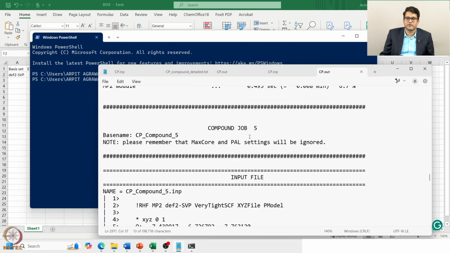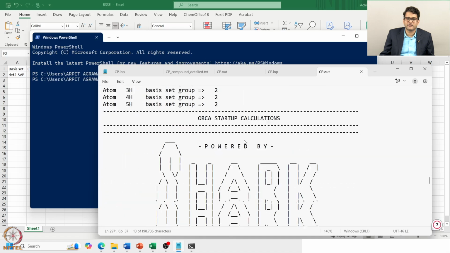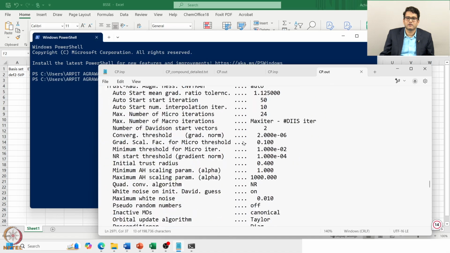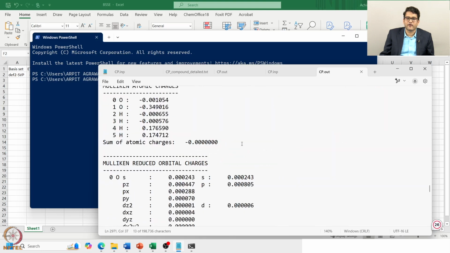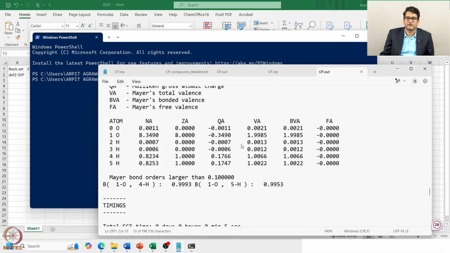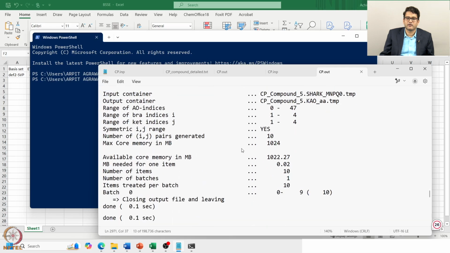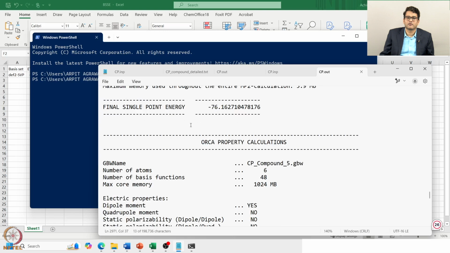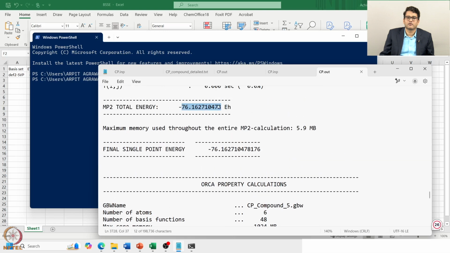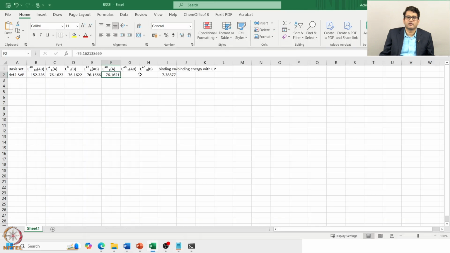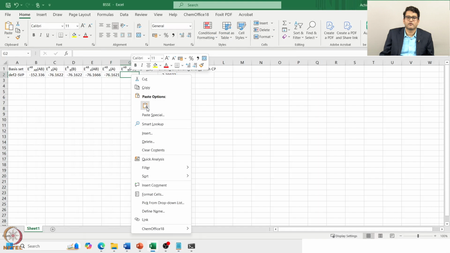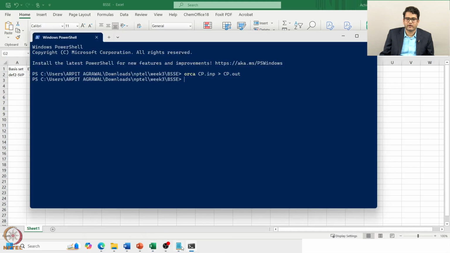The energy of system B at the geometry of AB and basis set of AB. Remember, this will not be the same as the energy of A at the geometry of AB and basis set of AB because the A and B geometries will be different. Again, I am not taking the minus sign somehow. Copied it. The last thing I require.